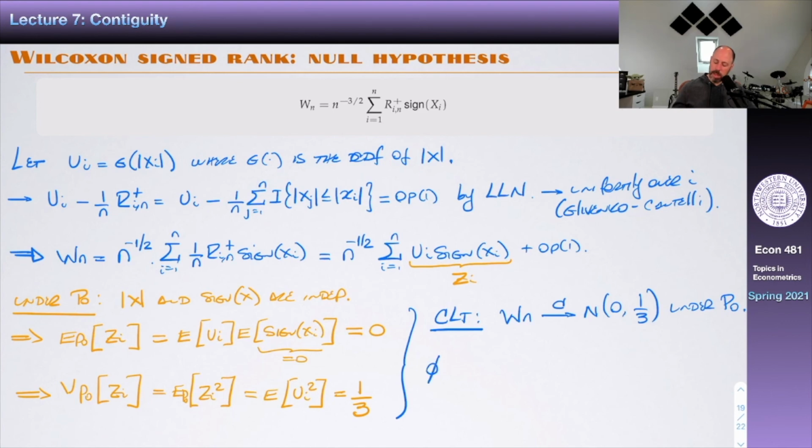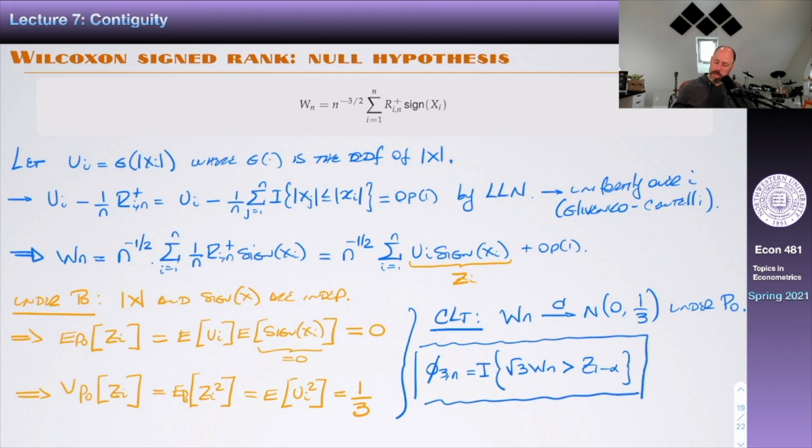And so the test that is pointwise asymptotically level alpha is just square root 3 W_n greater than z_(1 minus alpha). And this is the Wilcoxon signed rank test. Obviously, what we just did is pointwise asymptotically level alpha. Any question about this? So we just manipulated to get essentially rid of these ranks, okay?